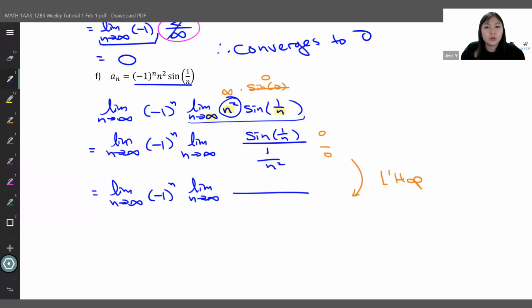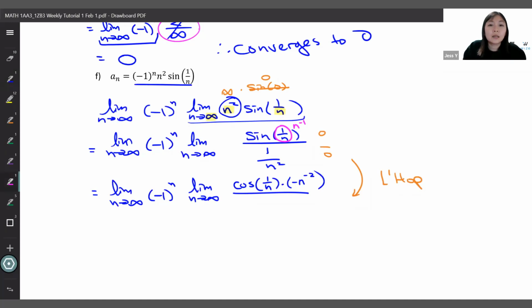So the derivative of sine of 1 over n, well, derivative of sine, first of all, is cos. And then, because of the chain rule, I need to times the derivative of the inside. So think of 1 over n as n to the negative 1, and then you can use your power rule, right? Bring the power down, power minus 1. So this is negative 1 times n to the negative 2. Do the same thing for the bottom here. This is n to the negative 2, and then use the power rule. You get negative 2 n to the negative 3.